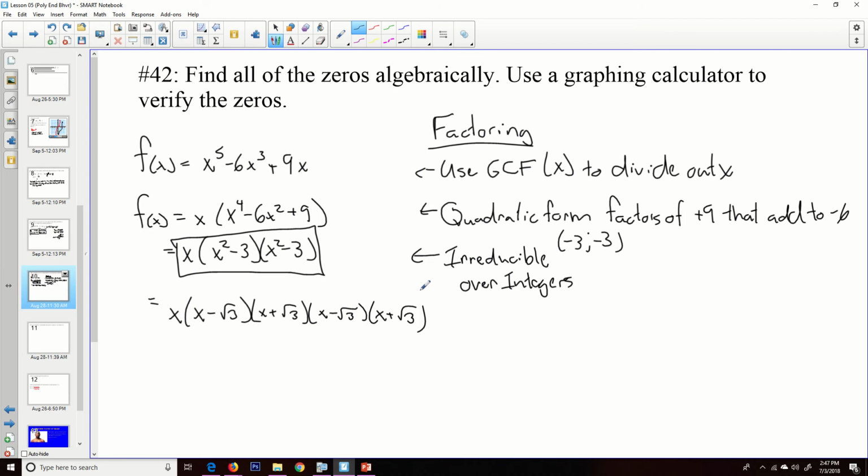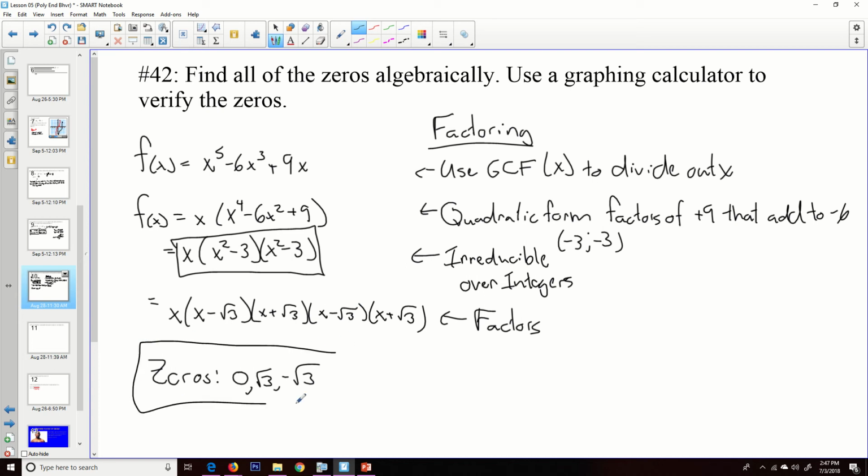So these are fine. Finding the zeros, we've got to make sure that we answer the question. These are the factors, by the way. So the zeros are going to be 0. When I plug in 0, I get a 0 there. When I plug in square root of 3, I'll get a 0 here. And when I plug in negative square root of 3, I'll get a 0 right there. And again, we'll talk about multiplicity on the next one.